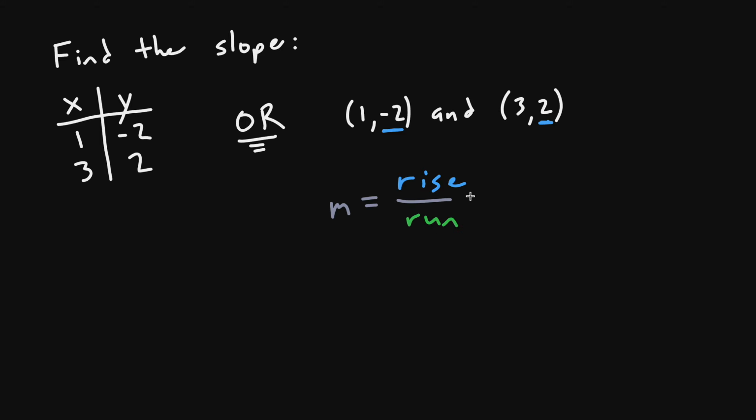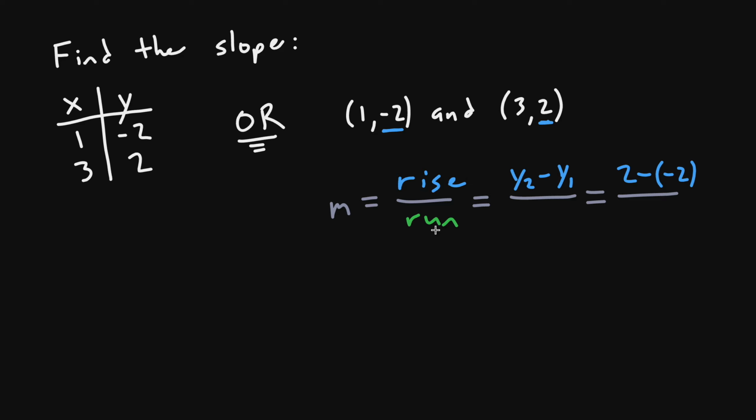So in this case, the rise is just going to be this minus this. The second y value minus the first y value. Sometimes we give these names and say, hey, the second y value minus the first y value, we'll call that y2 minus y1. That's just a fancy math way to say, okay, 2, that's the second y value, minus the first y value means minus -2. So 2 minus -2.